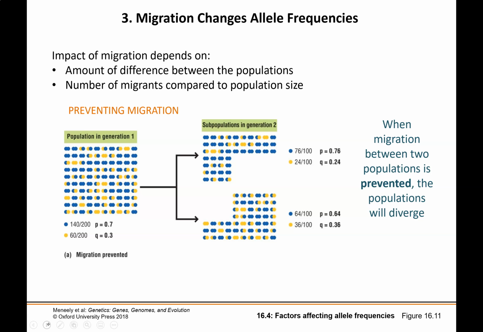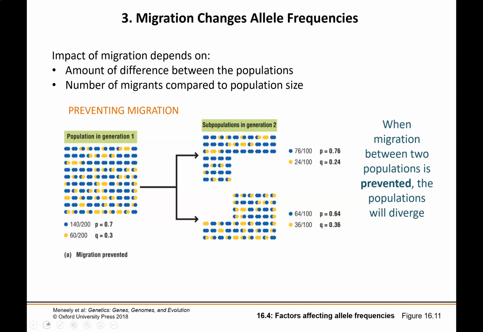The impact of that movement is going to depend on the amount of difference between the populations. If the populations have very similar allele frequencies, they're not going to change very much by the migration of individuals. If they have drastically different allele frequencies, then the gaining population is going to change in the direction of the frequencies that are coming in. So if you have a group that has a very high frequency, they're going to increase the frequency of that particular allele. Migration also affects based on the number of migrants compared to the population size. So if you have a huge population size but only a small number of individuals coming in, they're probably going to have a negligible effect on your population.